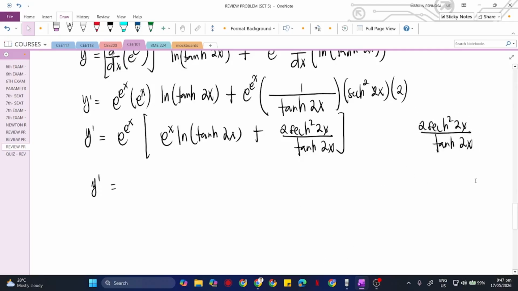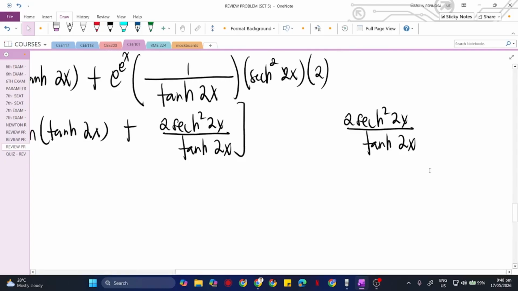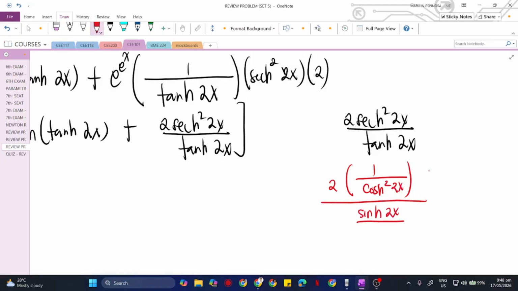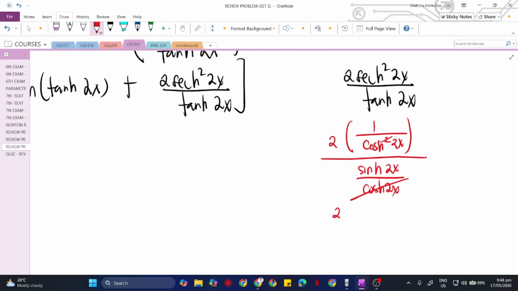Let us just put it here. So I just want you to see how to simplify this one. Since secant squared 2x is the same thing as 1 over cosine hyperbolic 2x, and tangent hyperbolic is the same thing as sine hyperbolic 2x all over cosine hyperbolic 2x, we can just say this one will be cancelled, so that would remain 1 over cosine hyperbolic 2x. So therefore we have here 2 over sine hyperbolic 2x cosine hyperbolic 2x.